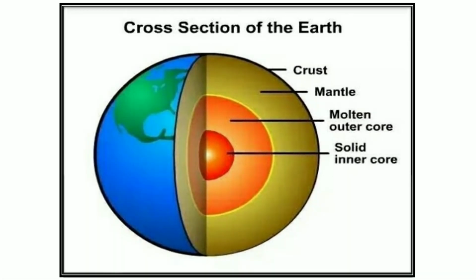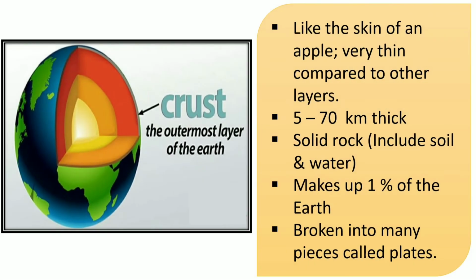In order to understand lithosphere, it is very important for us to first understand the interior part of the earth. The interior part of the earth is again divided into four: crust, mantle, outer core, and inner core. First we'll begin with crust. The thickness of the crust is approximately 5 to 70 kilometers. It comprises solid rocks and makes up 1% of the earth. It also comprises broken pieces called plates beneath the crust.